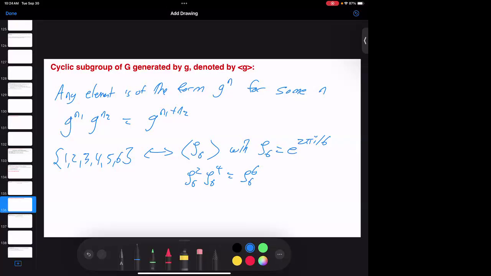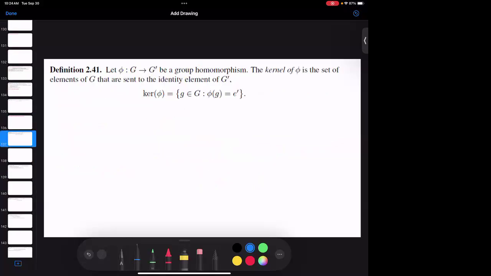Which would you rather be doing? Multiplication and then reduction, or just adding exponents? I'd much rather add exponents. So what this is really saying is that this group is really the same as a nice cyclic additive group. And every time you get to 6, you just get to 0. So the whole point is to try to come up with easier ways to do calculations.